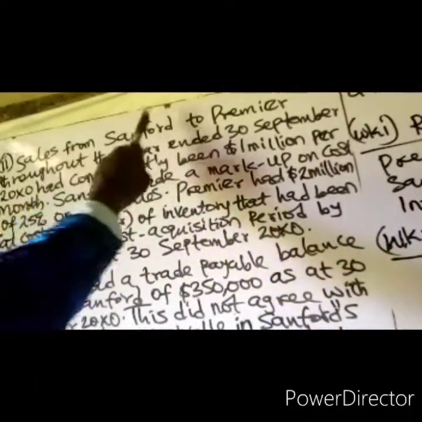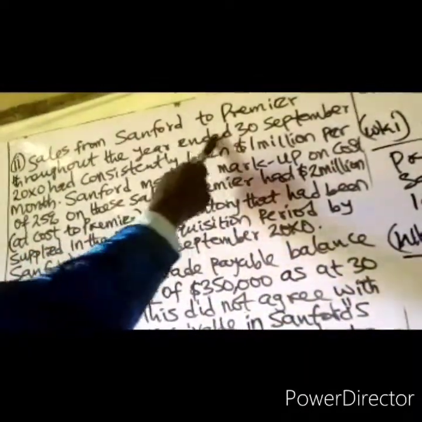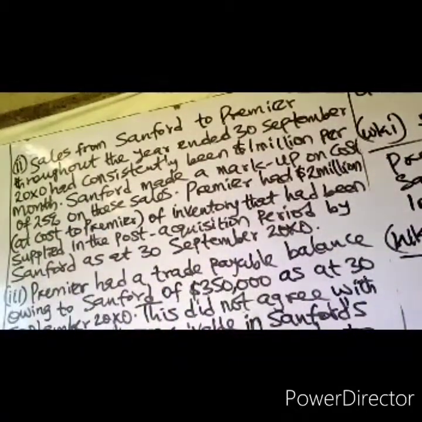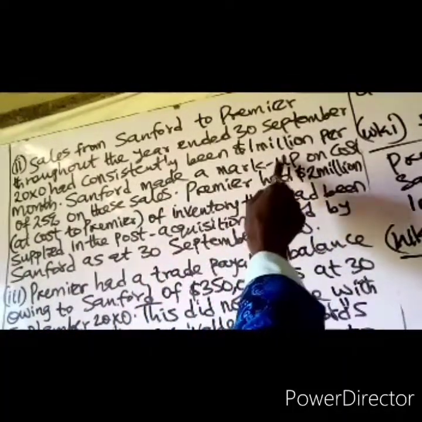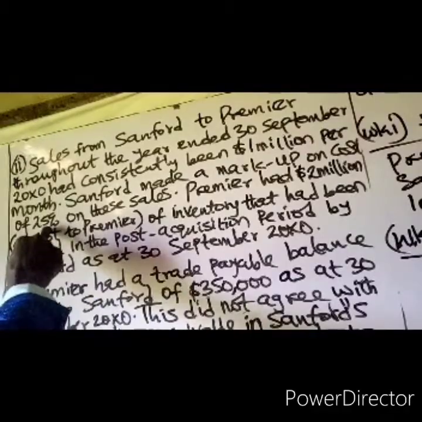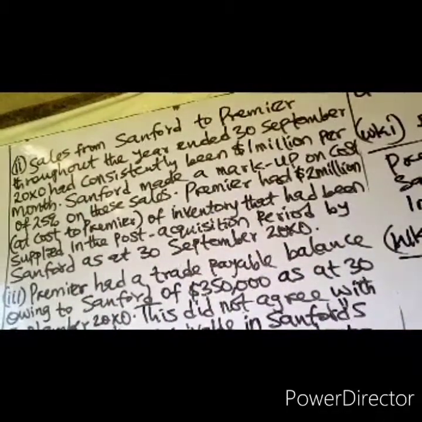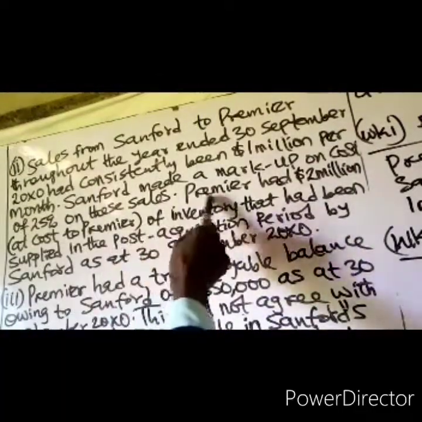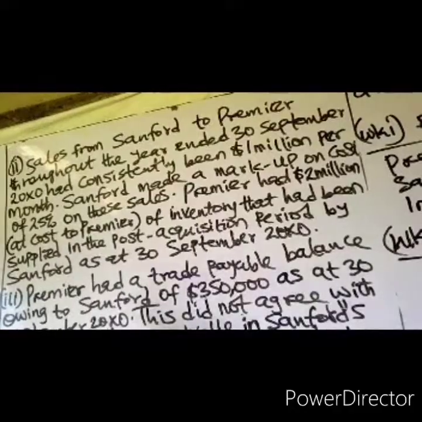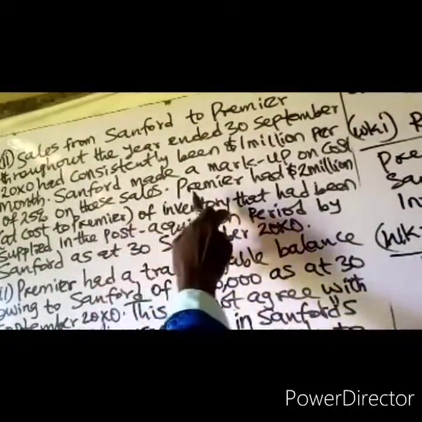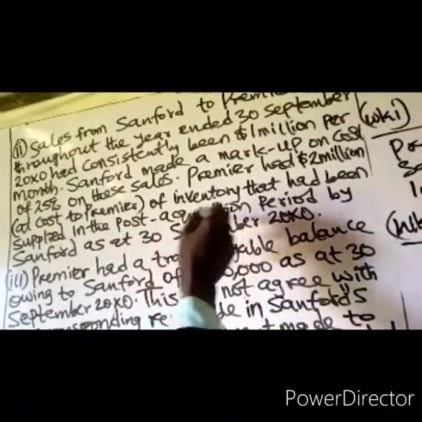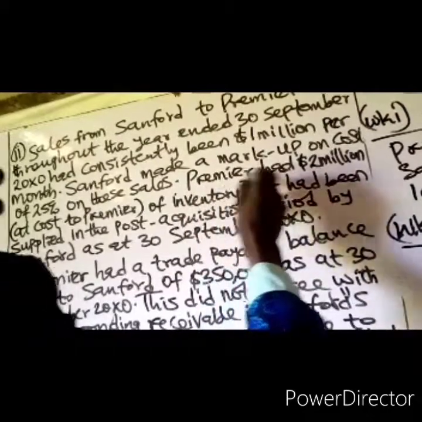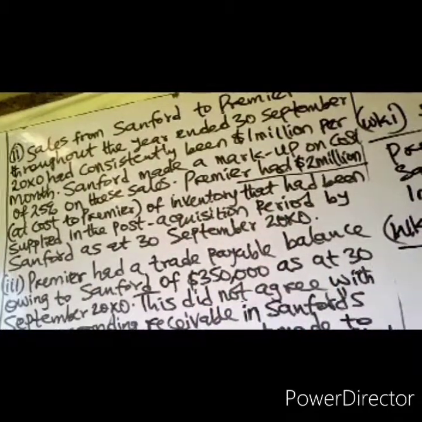Sales from Sanford to Premier throughout the year ended 30 September 2020 had consistently been 1 million per month. Sanford made a markup on cost of 25% on these sales. That means a profit of 25% was made. That is markup. So Premier had 2 million at cost to Premier of inventory that had been supplied in the post-acquisition period by Sanford as at 30 September 2020. So they still have 2 million in inventory. So 2 million have not been sold to the third party.